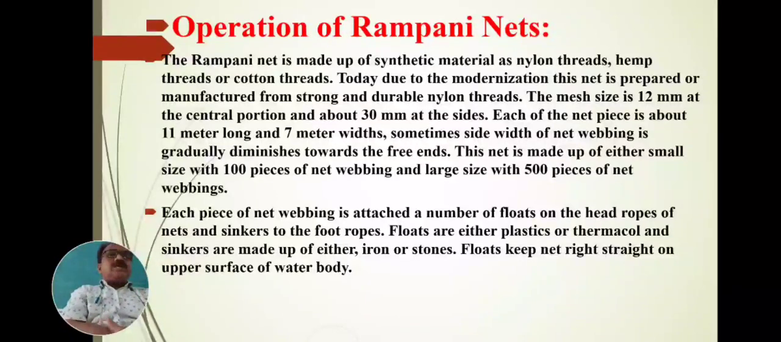When this net is constructed in small size, 100 pieces are used. When the net is constructed in large size, 500 pieces of net webbing are used. Each piece of net webbing has a number of floats attached on the head ropes of the net, and sinkers on the foot ropes, or the bottom ropes.